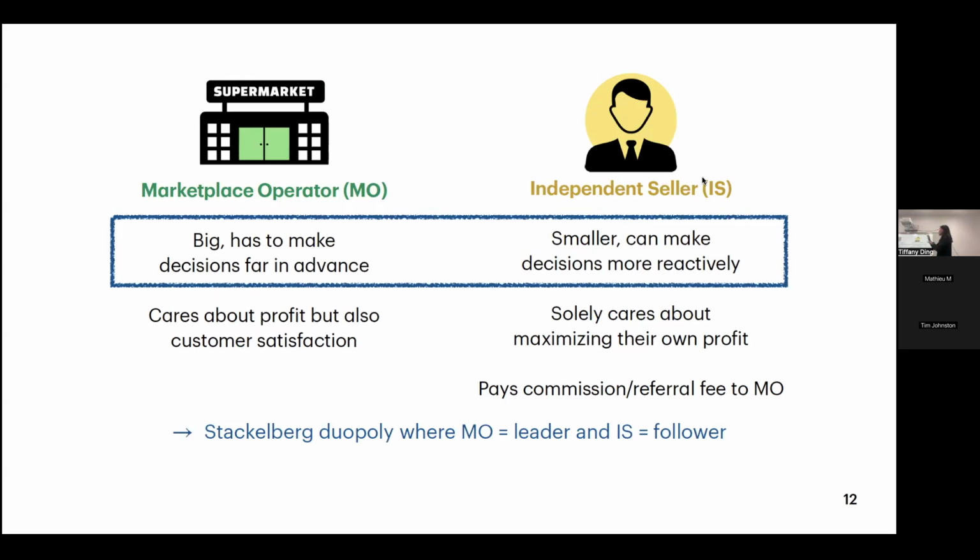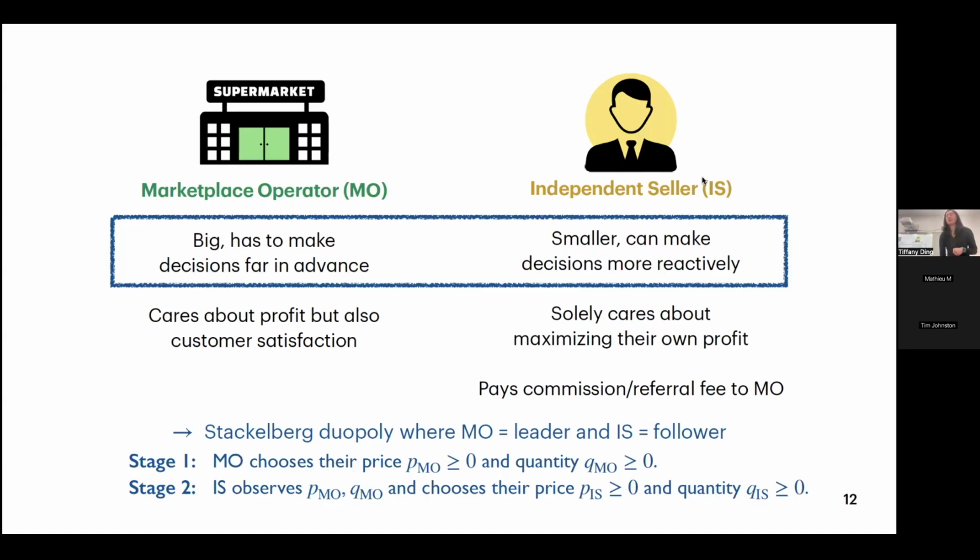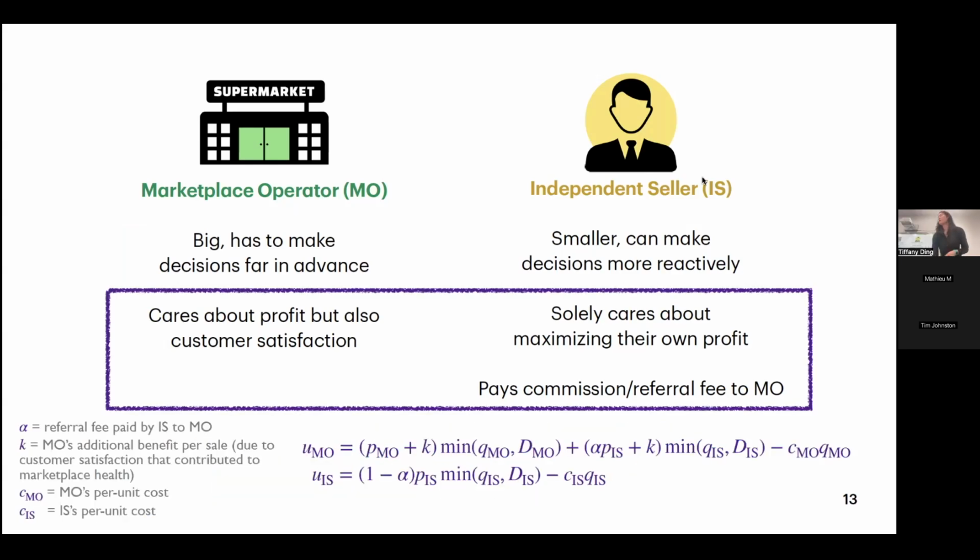We model this as a Stackelberg duopoly, since the marketplace operator has to make decisions further in advance, so they're slower in some sense and cannot be as reactive. They're the leader, and then the independent seller will see their actions and then make their choice. Written out here: the marketplace operator chooses their price and quantity, and the independent seller observes that and then chooses their own price and quantity. These two lines are captured by the utility functions of the two players.